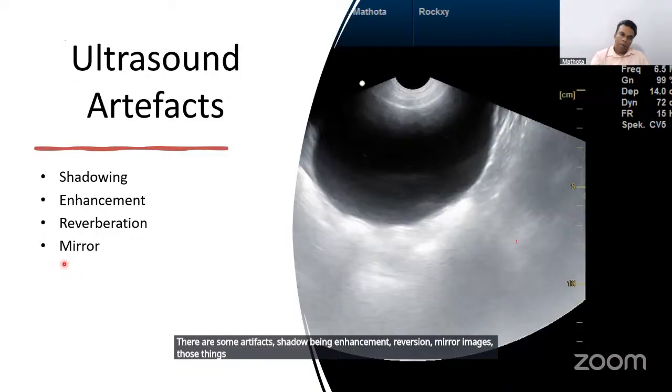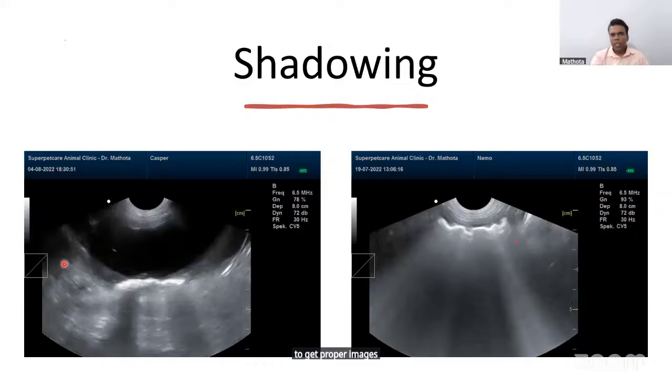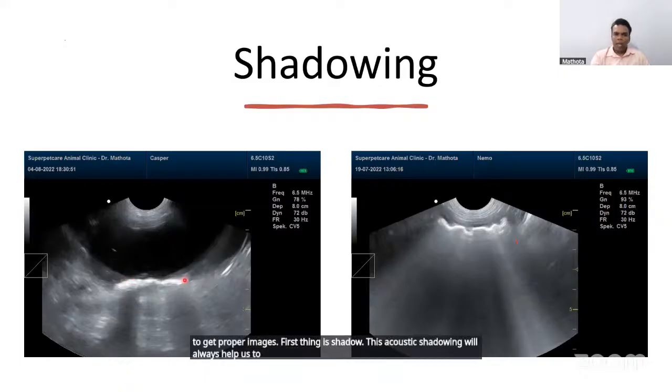There are some artifacts: shadowing, enhancement, reverberation, mirror images, those things. Sometimes this artifact helps us to make a diagnosis. Sometimes this artifact disturbs us from getting proper images. First thing is shadowing. This acoustic shadowing always helps us to identify calculi, uroliths and gallstones, or some metallic parts inside the body cavities. It's very easy to identify those things with this acoustic shadow.